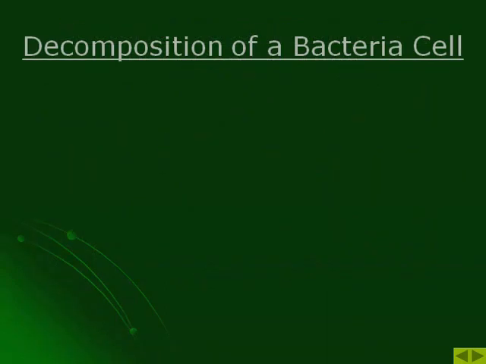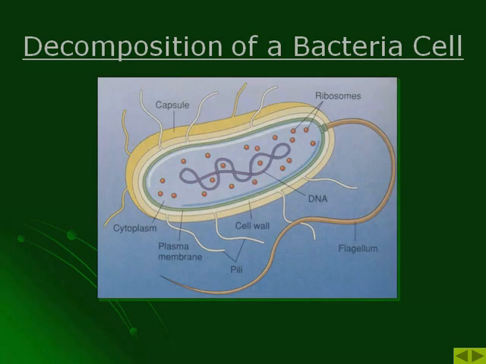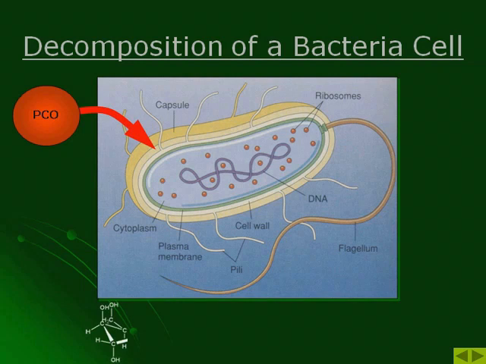Decomposition of a bacteria cell. How do PCOs deactivate bacteria and virus cells? PCOs deactivate cells by attacking the cell walls, which are comprised of sugar molecules, and converting those molecules into carbon dioxide and water. Once the cell wall is compromised, the interior of the cell, the cytoplasm, leaks from the cell, rendering it deactive.